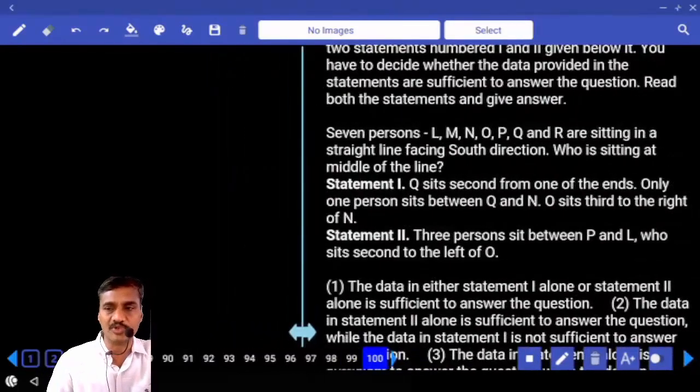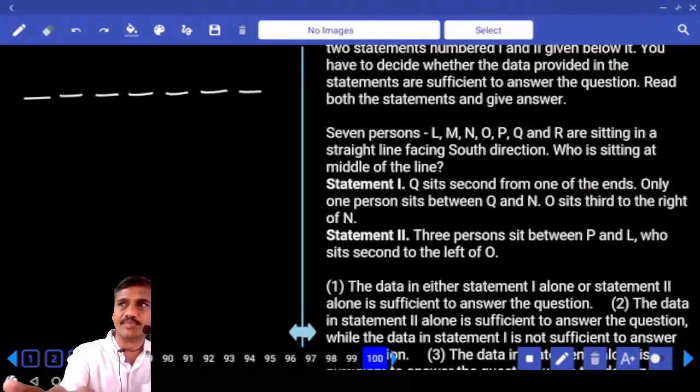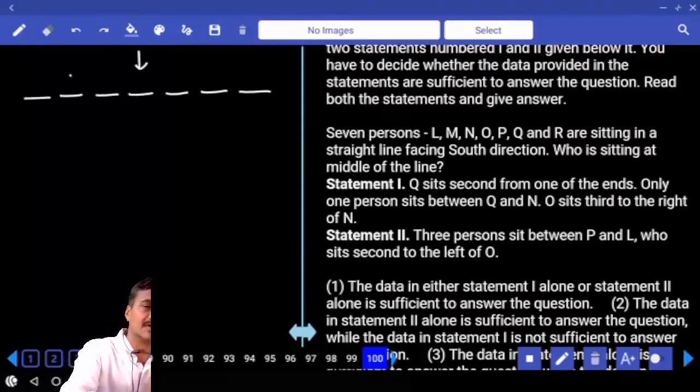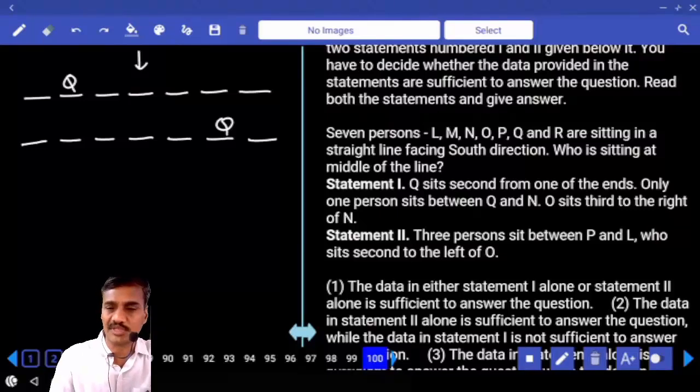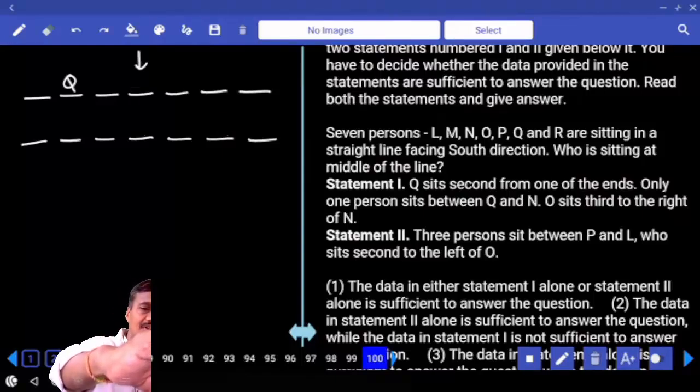Now in this 100, how many persons do we have? 7: L, M, N, O, P, Q, R, seated in a straight line, facing towards which direction? South. 5, 6, 7. Now these 7 persons are seated in a row facing south. And who is sitting at the middle of the line, at the 4th position? Q sits second from one of the ends. Now Q can be either second from the left end, or second from the right end. And only one person between Q and N. N is here. Now in this case, N is here. Are you getting the answer or not? Now who is exactly at the center? N is exactly at the center. Hence 1 alone is sufficient.